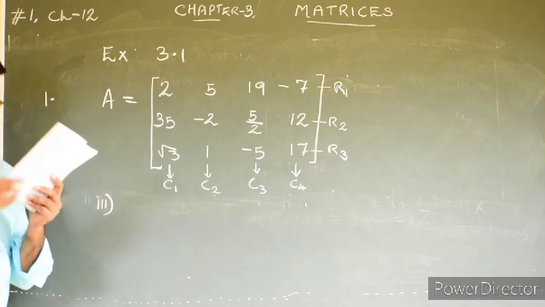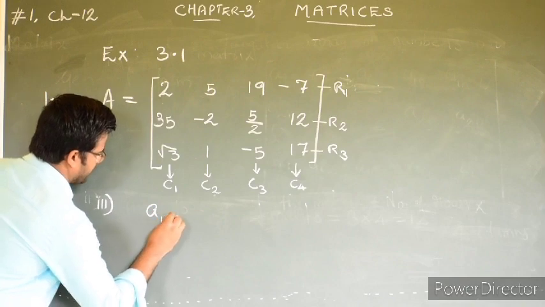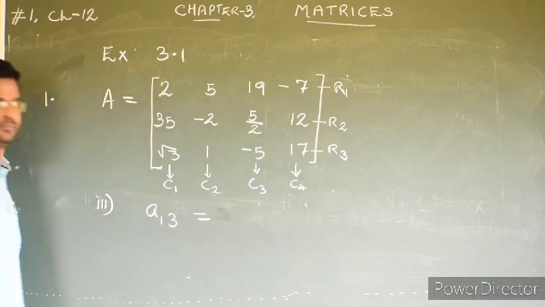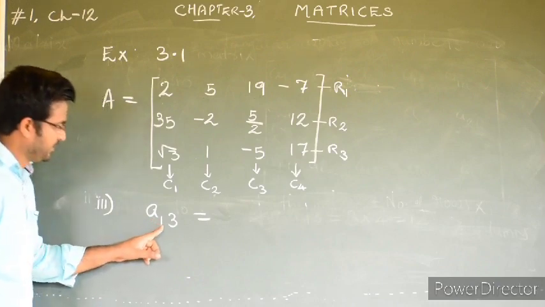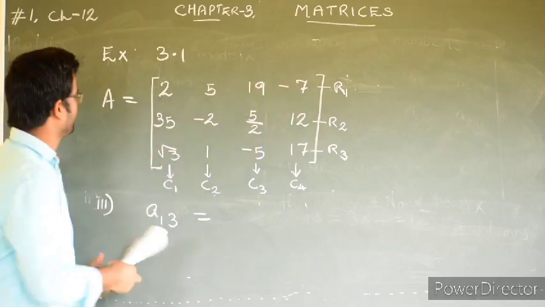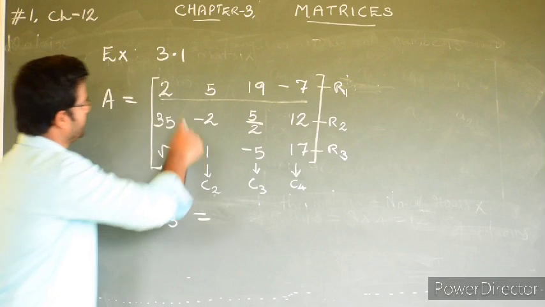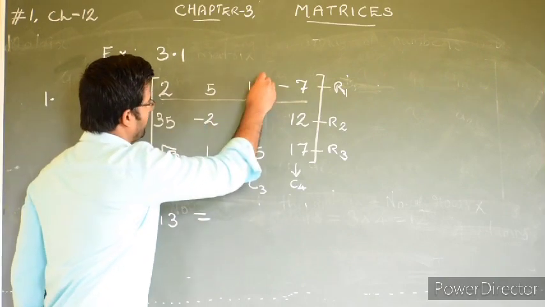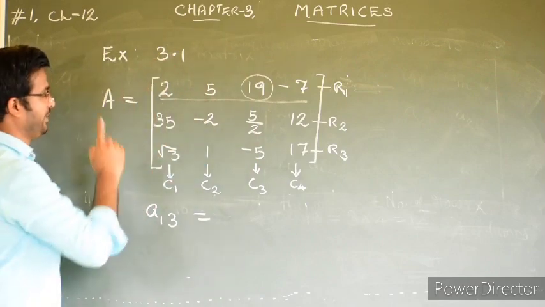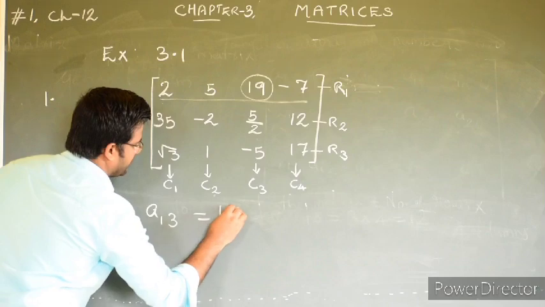Roman number 3. Write the elements. We have to write some elements. A13. 1 represents rows, first row. Here, this is the first row. First row and third column, 1, 2, 3. Element in first row and third column, that is 19. We can write directly 19.